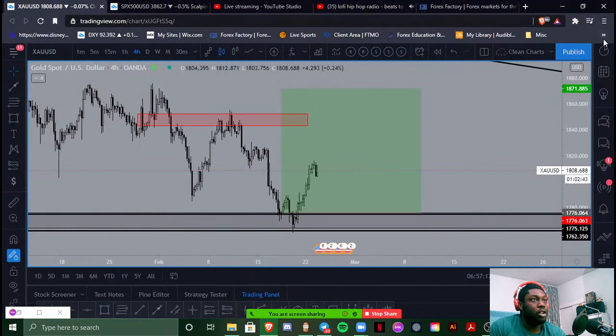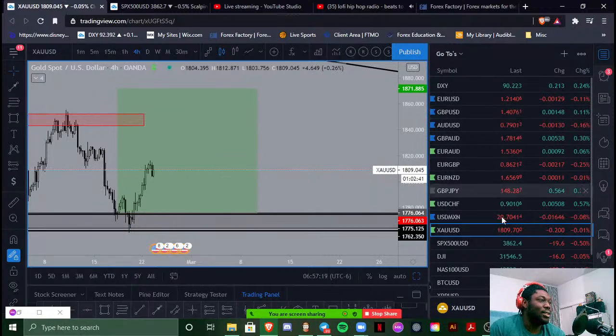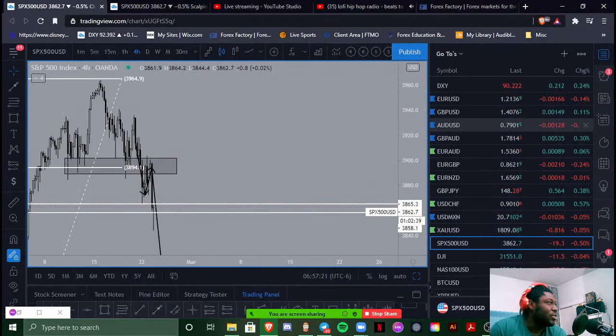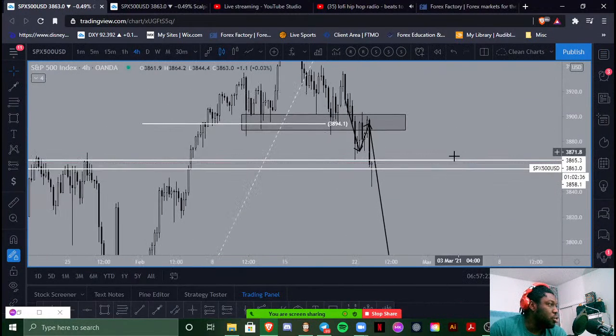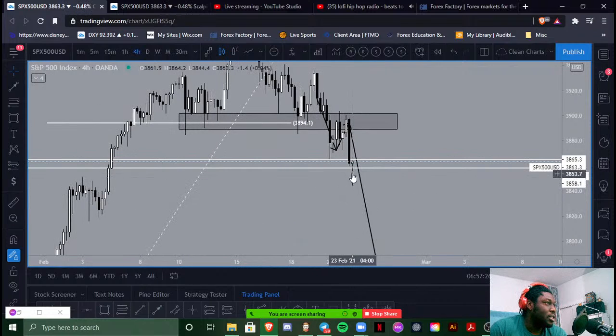All right, so go on over to the US indices. Oh man, this is gonna be fun. All right, huge wick to the downside on the 4 hour time frame. This looks like it's about to turn around first and foremost.